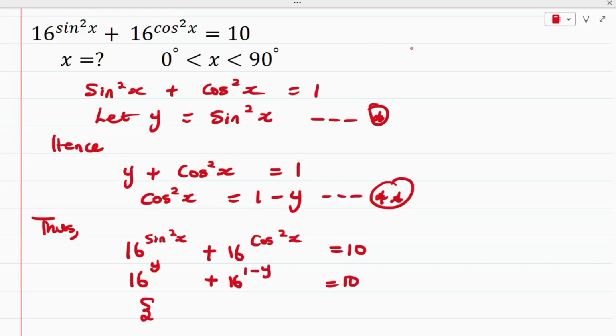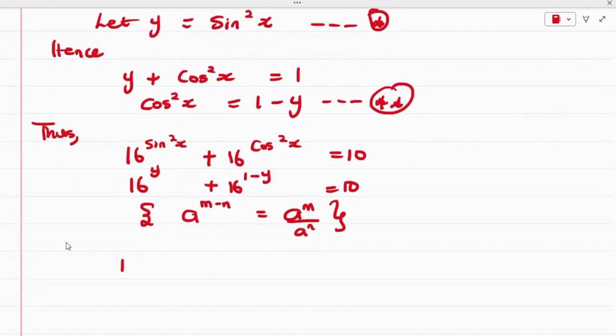From the property of exponents, if we have a raised to the power of m minus n, this is equal to a raised to the power of m divided by a raised to the power of n. So we want to apply this property right here. So we have 16 raised to the power of y plus 16 raised to the power of 1 divided by 16 raised to the power of y, and this is equal to 10.